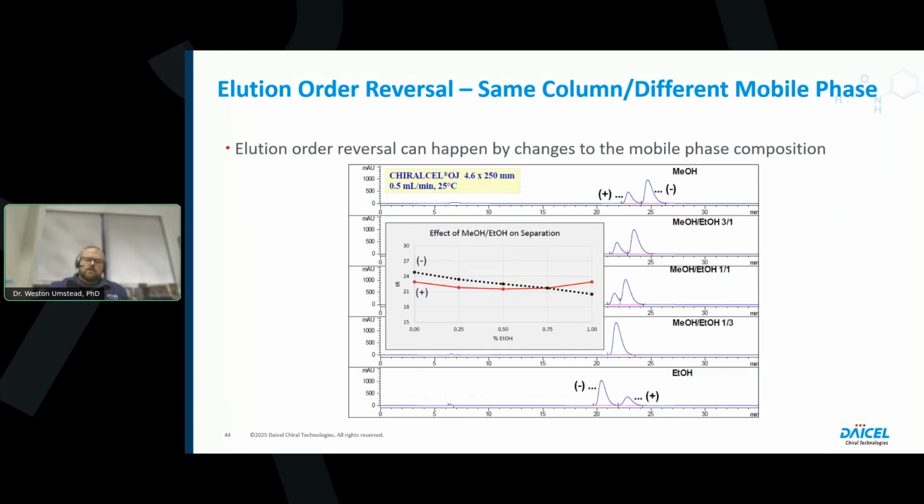And like I mentioned, changing the shape and size of the chiral grooves can reverse the elution order, but it can also do it by competing with the binding sites as well. So here you go from 100% methanol with your positive enantiomer eluting first on Chiralcel OJ. We begin adding ethanol to this separation to the point where we switch over to 100% ethanol, and we reversed our elution order just by changing the mobile phase.